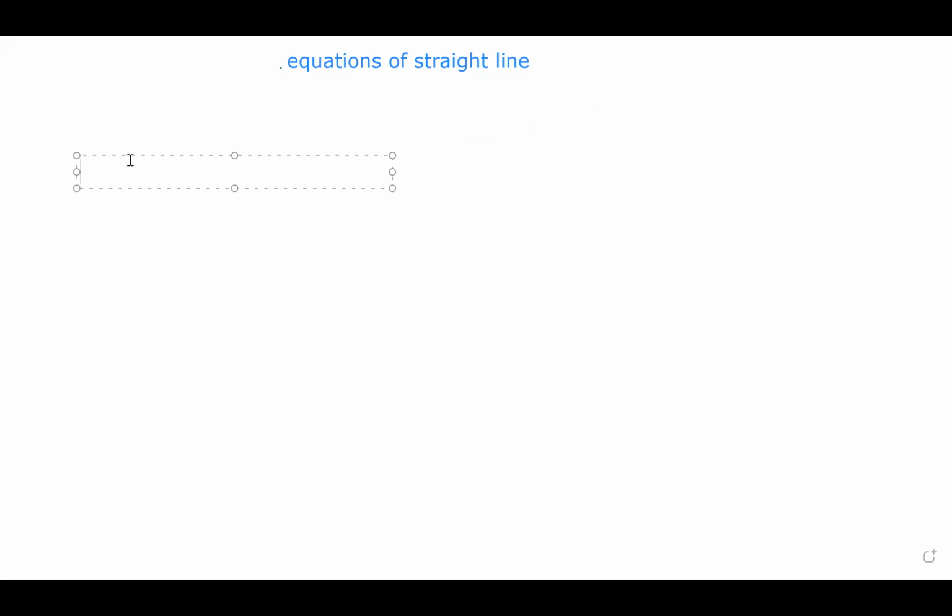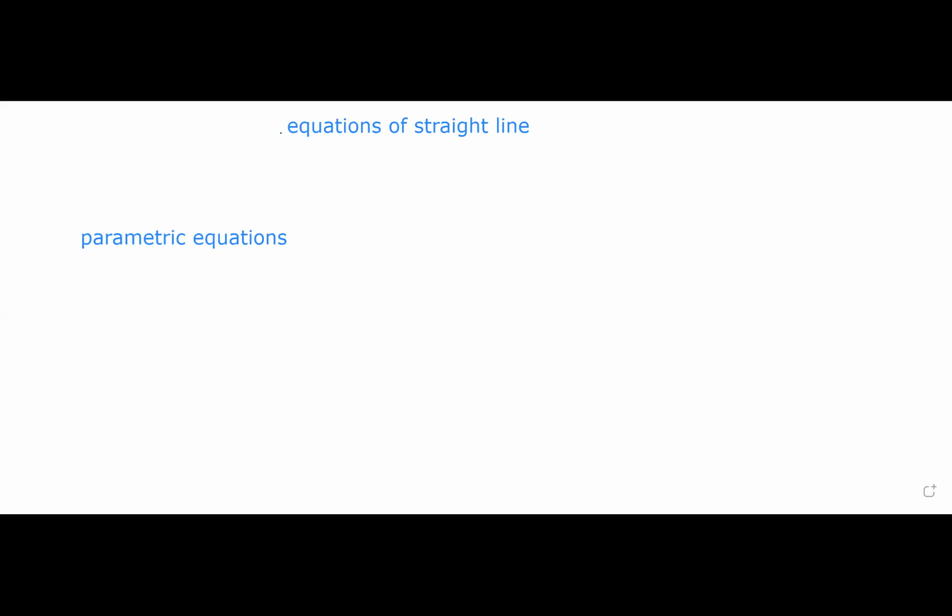So let's start with parametric equations. In order to have parametric equations, what do I need to have? A point M, for example, that I don't have its coordinates. Its coordinates are X and Y, right? What else do I need to have? A director vector, V, okay?